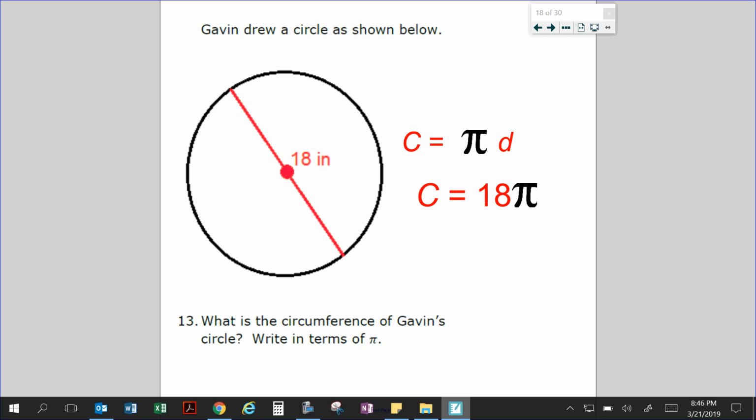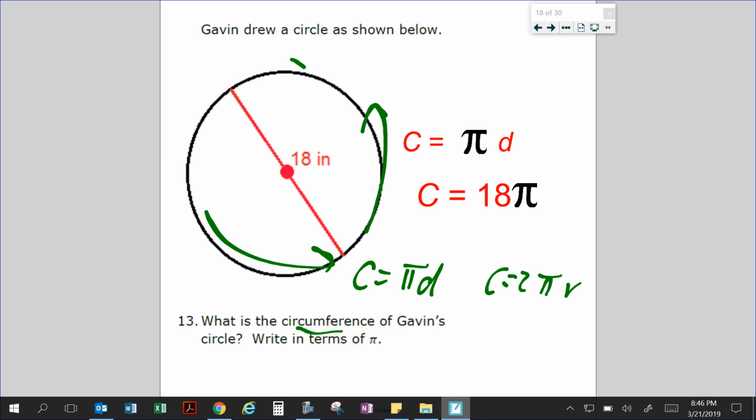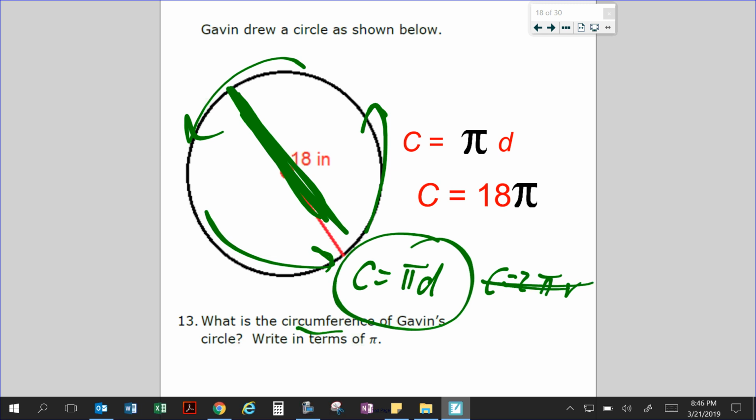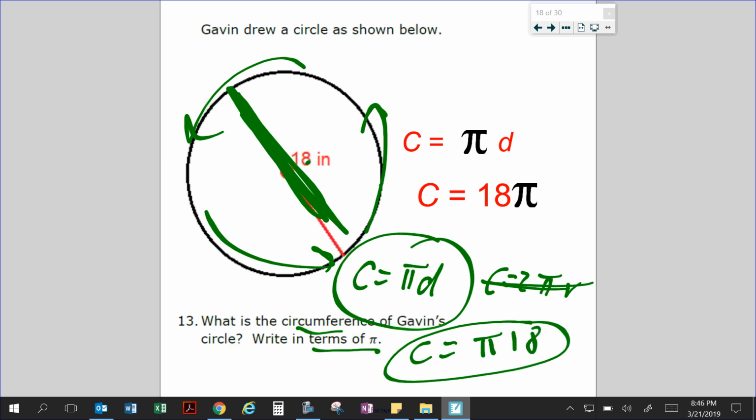Gavin drew a circle as shown below. What is the circumference of Gavin's circle? There are two formulas you can use for circumference. C equals pi d, or C equals 2 pi r. Circumference, again, means the distance around a circle. What is this a picture of, this line? A diameter. So we're going to use this formula right here, because it's about diameter. Write in terms of pi. So replace the diameter with 18. So C equals pi 18. If you said this is the answer, I'm okay with that, but I do prefer it written as C equals 18 pi.